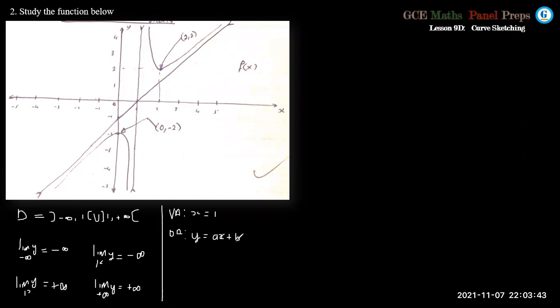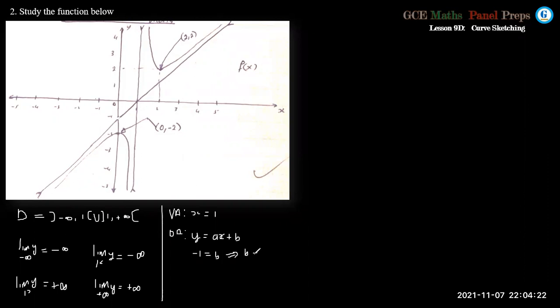Let us look at this curve. We are focused on the oblique asymptote. Look at it very well. With this oblique asymptote, there is an intercept here. When x is 0, y is minus 1. So we have minus 1 equals 0 times x, which is 0, plus b. So we already have the value of b. So b is equal to minus 1.